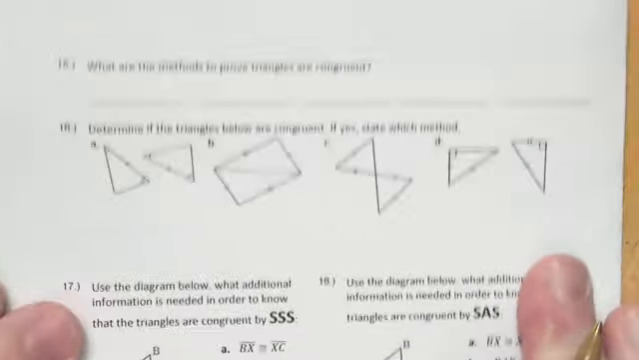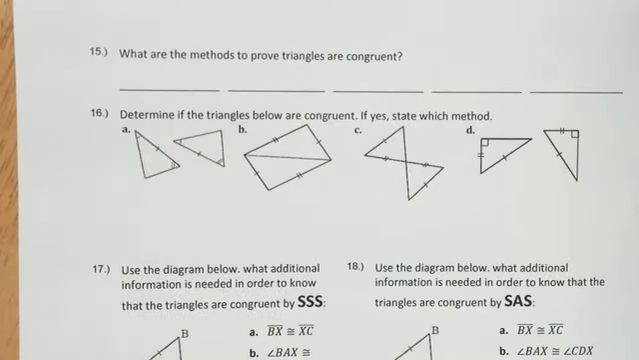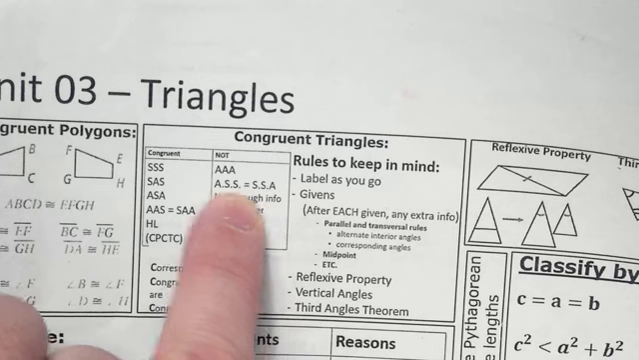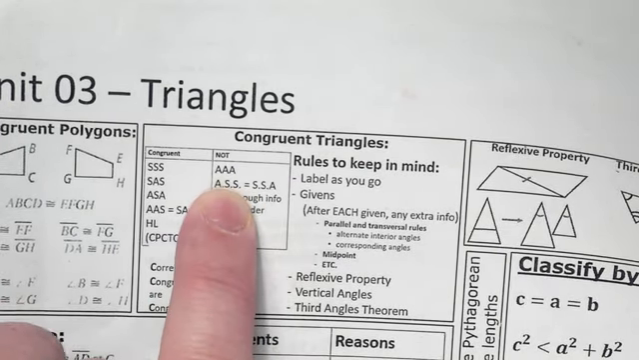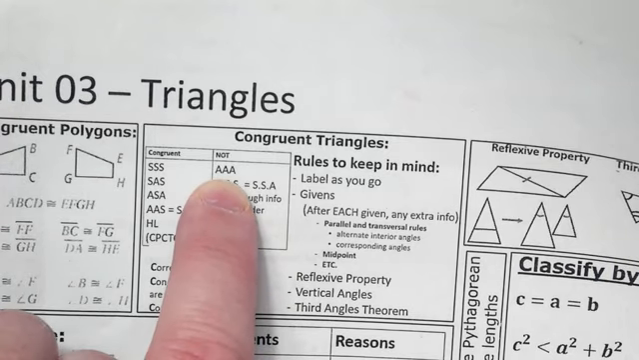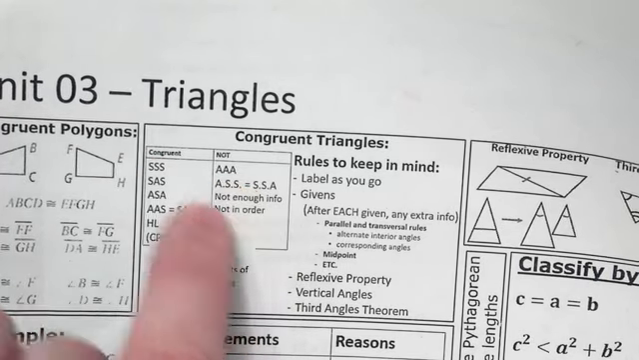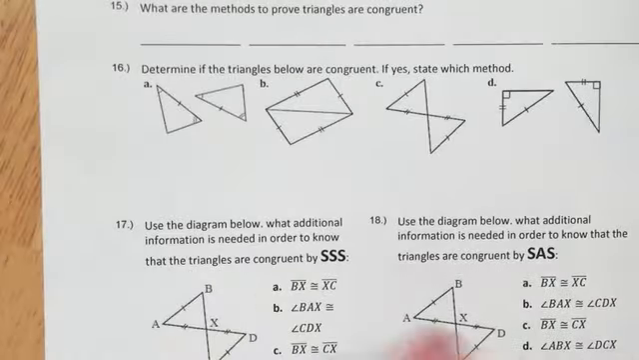So now let's go to the next page. We are now on number 15. How do we prove the triangles are congruent? Basically, every combination works except for these naughty words. So ASS and SSA, and your booty's so big it's AAA. So AA, those are bad ones. Every other combination is good.